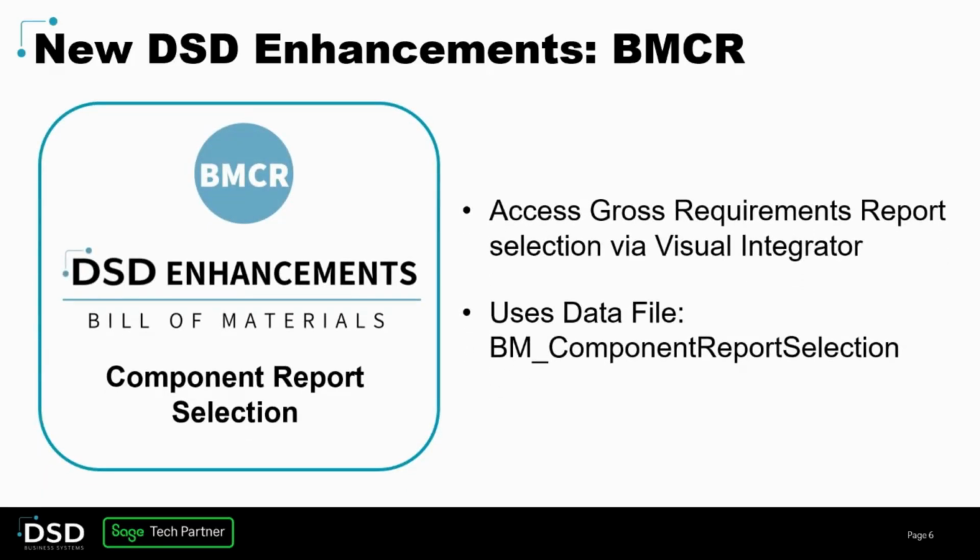Next up, we have our BMCR component report selection. It's a small enhancement, but it does enable the gross requirement report selection file to be available for Visual Integrator import. So you can import into that file, and then you can go to the bill of materials gross requirement reports, and all the selections that you imported will be shown on the screen.